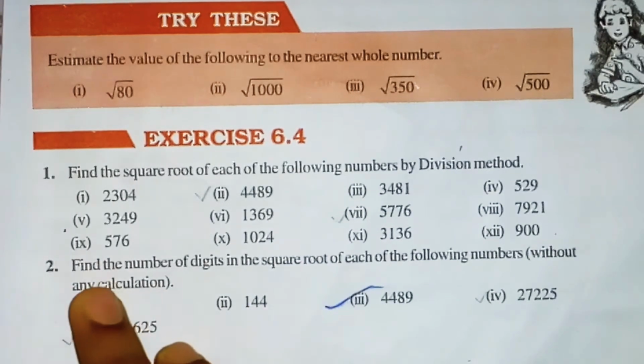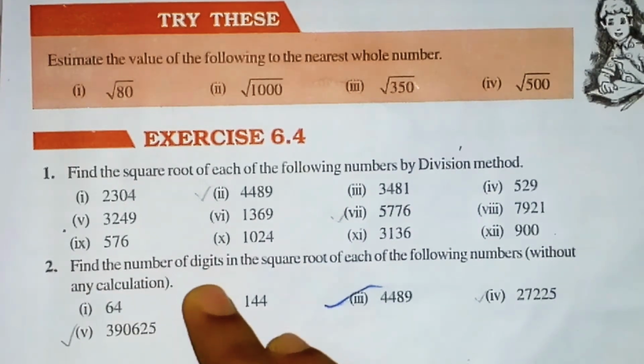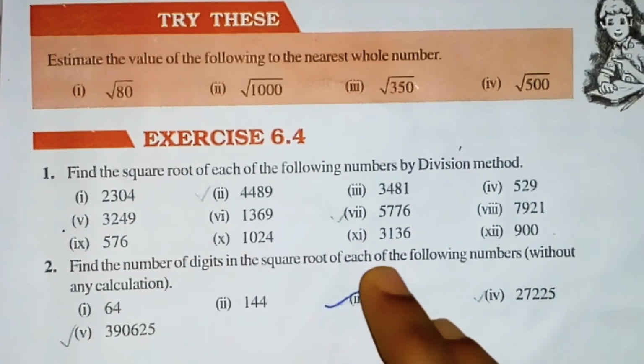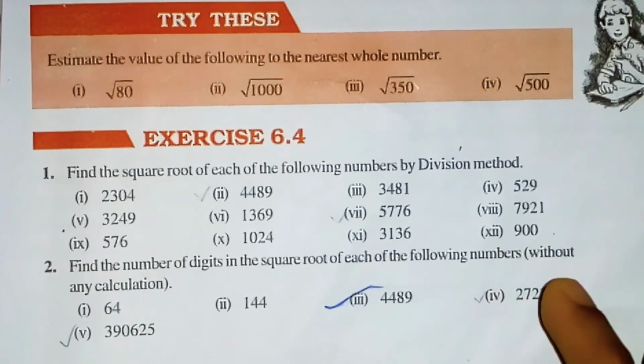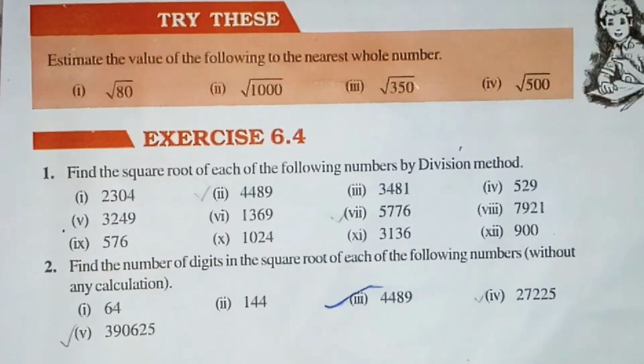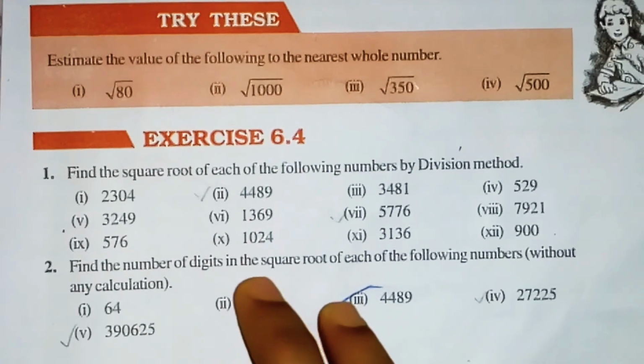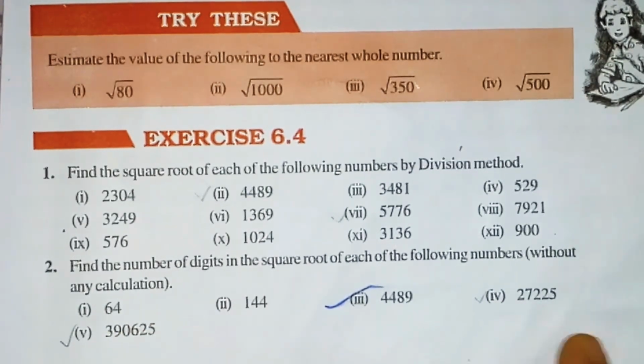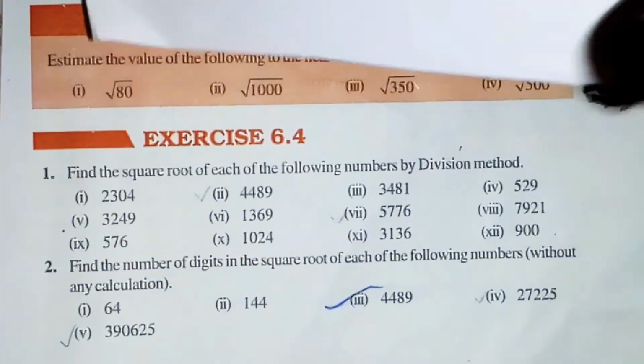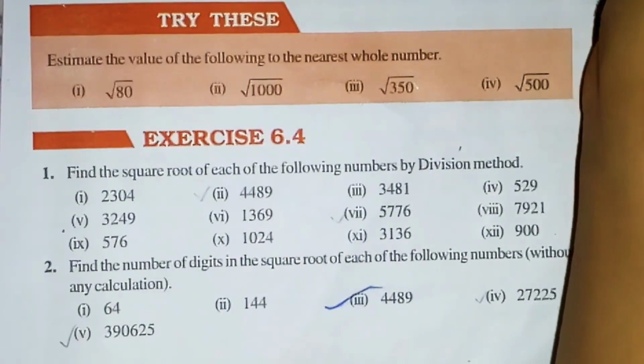The question is, find the number of digits in the square root of each of the following numbers without any calculation. Means you have to find out what will be the number of digits in the square root of these numbers. The numbers are 64, 144, 4489, 27225, 390625. Let us first understand the question.